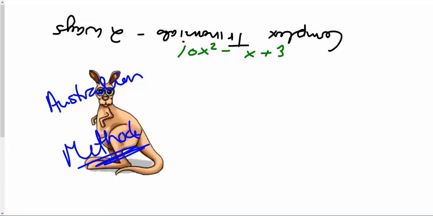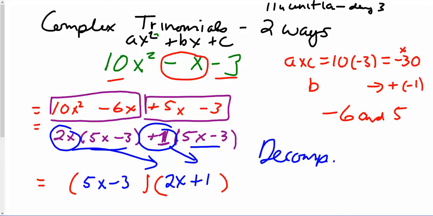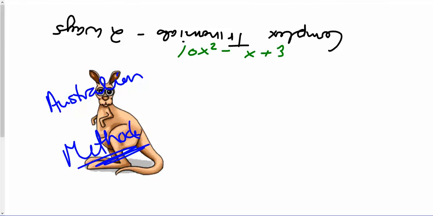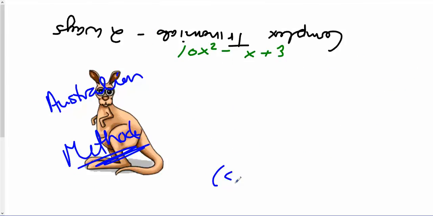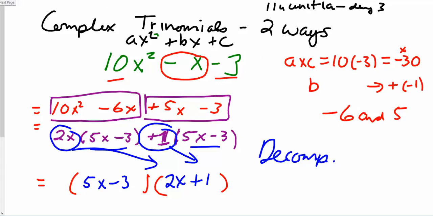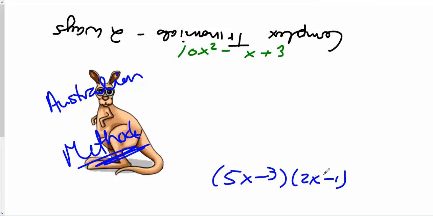So it's the same question. Let's go back for a second here. So we're going to do the same question. And at the end, I had 5x minus 3 and 2x plus 1. So let me make sure that was right. 5x minus 3, 2x plus 1. Good. Okay. So that's plus 1.